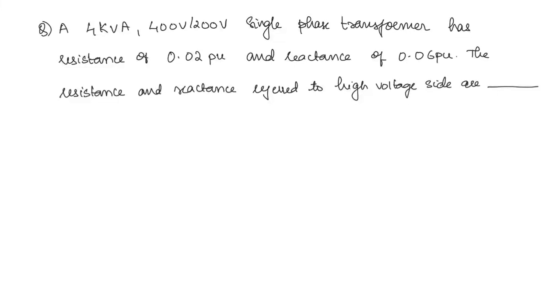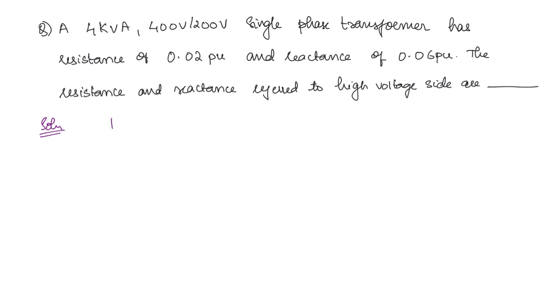A 4 kVA, 400 by 200 volt single phase transformer has a resistance of 0.02 per unit and a reactance of 0.06 per unit. The resistance and reactance referred to the high voltage side are. So we will see how to do the problem. First we will write down the information that is given, right?